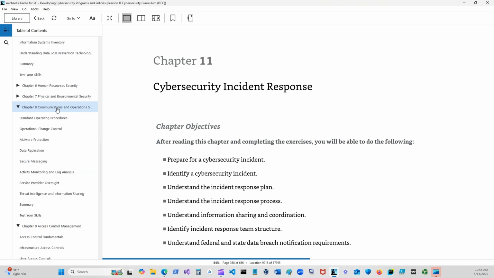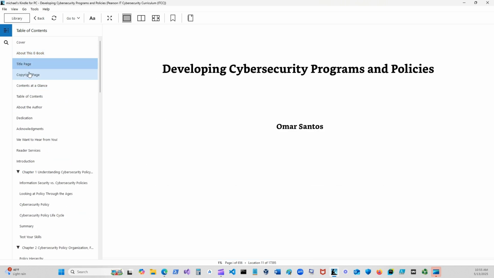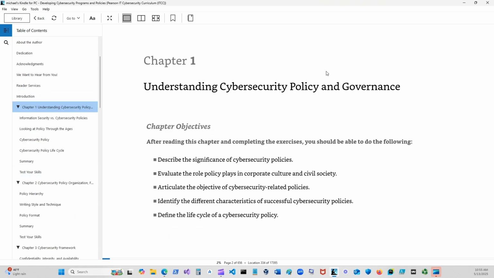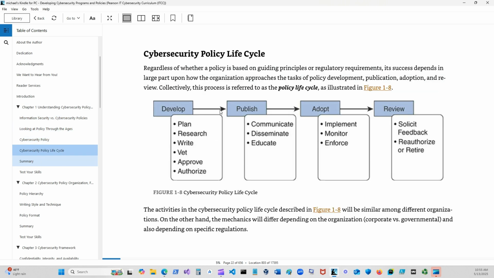So if you go back to the first one, and we go back to the one where it showed understanding cybersecurity policy and governance, and we look at this, I would say this is a good little guideline. See, policy lifecycle. This is a good guideline to start with, just to start with, for understanding what each individual policy needs. So you need to plan it, you need to research it, obviously, to see if it meets your compliance and all that.